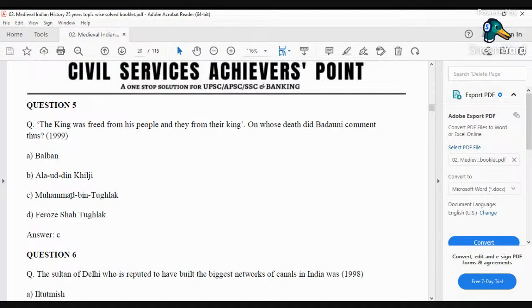Muhammad bin Tughlaq also wanted to get rid of his mistakes, of the ignominy which was associated with his mistakes. And the people also wanted to get rid of such a Sultan, who was on a mistake-making spree. So the king was freed from his people and they from their king. Both the sides were frustrated.